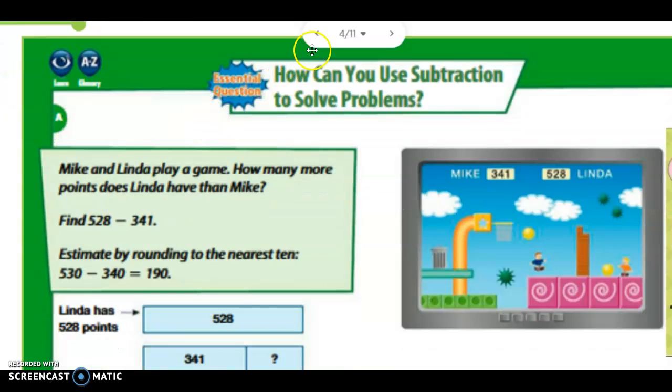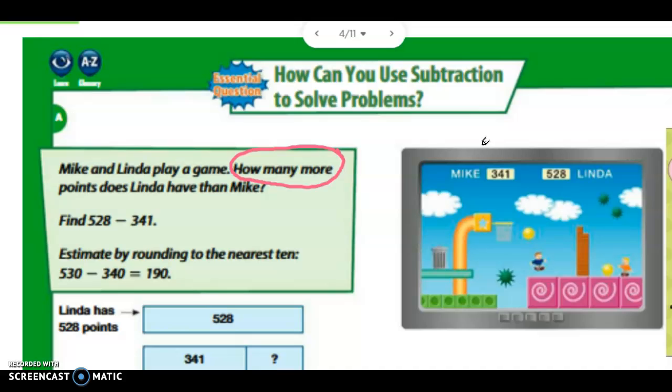Let's begin. How can you use subtraction to solve problems? A. Mike and Linda play a game. How many more points does Linda have than Mike? The most important thing that you will not forget about subtraction is that a key phrase is how many more. How many more?